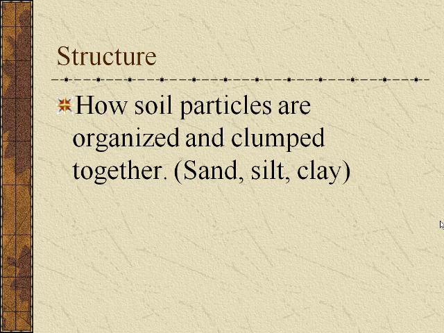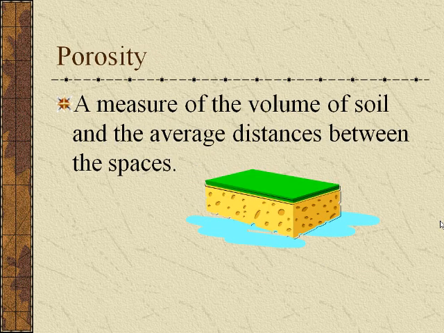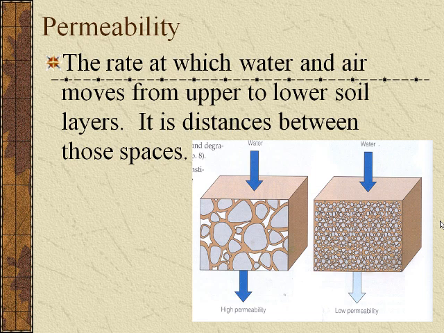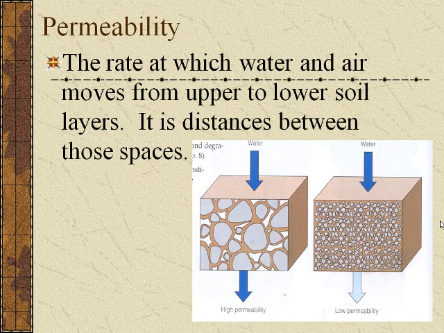The structure of soil is how soil is organized and clumped together. The friability, again, these are all characteristics of soil. The friability is how easily it can be crumbled. The porosity is how much water can move through it, or other materials can move through it. The volume and the average distance between the spaces. So the higher the porosity, the more distance between the spaces. Permeability is the rate at which water and air moves from upper to lower soil. So it's also the distances between spaces, but we're looking more at the rate for permeability and the distance for porosity. So that's the difference between those two.